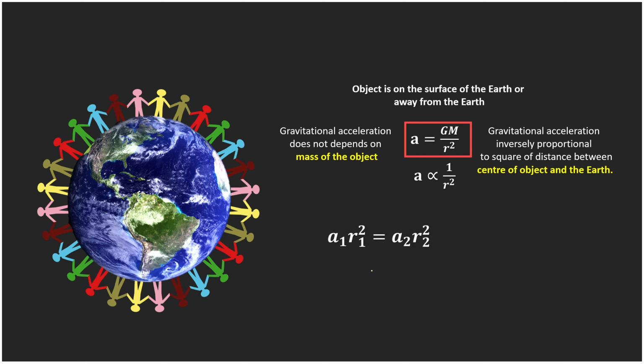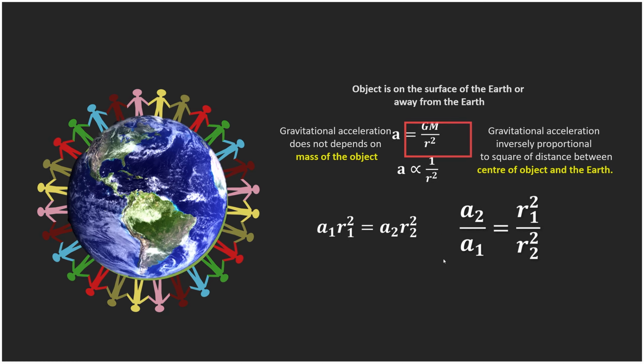By using this formula, we are able to solve a lot of problems. If I rearrange this formula so that all of the a's go to the left and r goes to the right, we can divide, so we have a1 over a2 equals r2 squared over r1 squared. We will use these relations to solve a lot of the problems in this video, along with some of the constants that you can find on your formula list.